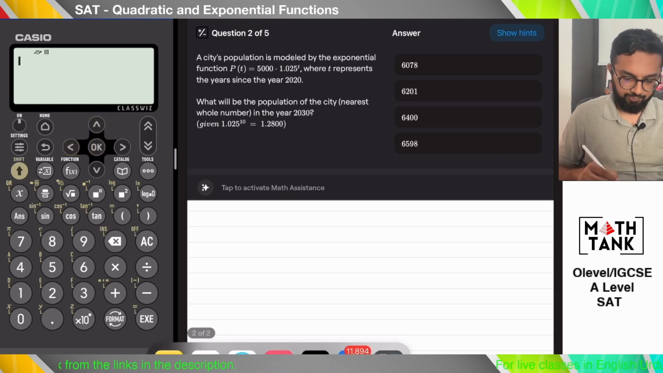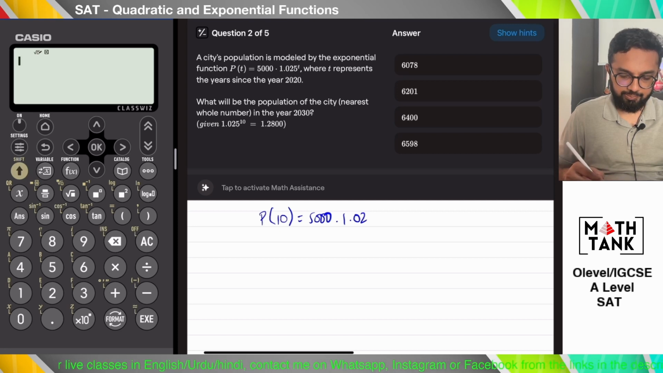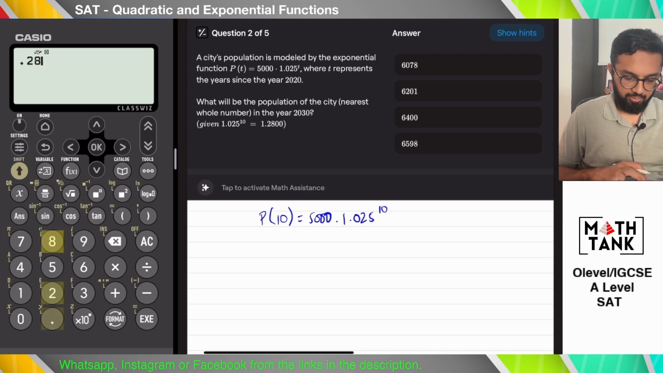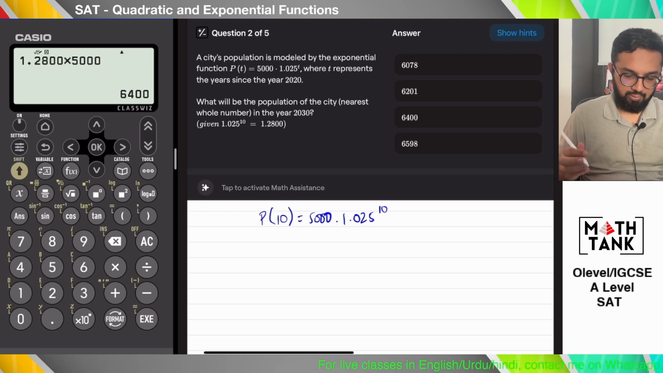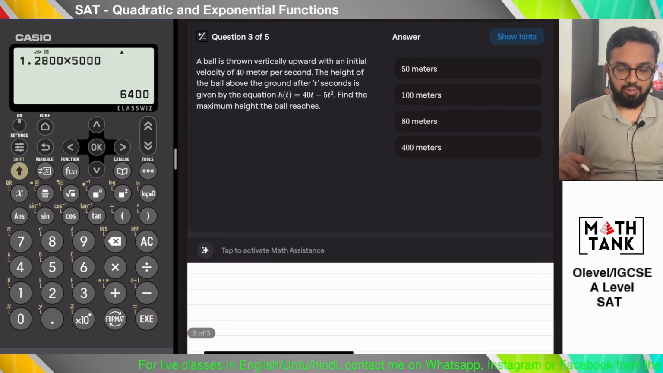Let's see. So if you are in 2020, I'm asking you for 10 years later. Power 10. I think that should be easy then. 1.2800 into 5,000 gives me 6,400. Okay, that was an exponential function.